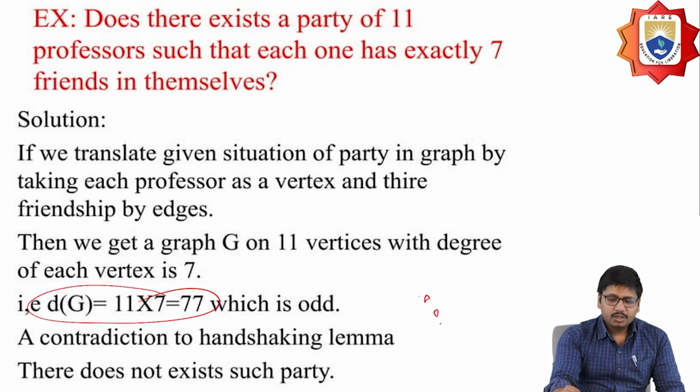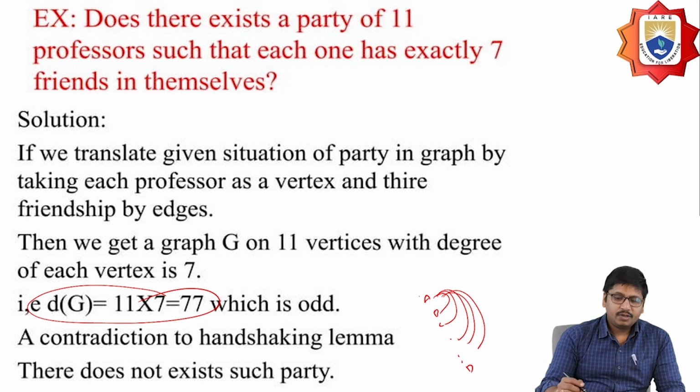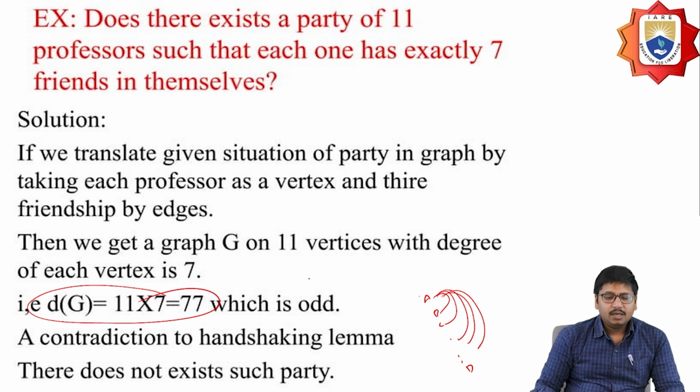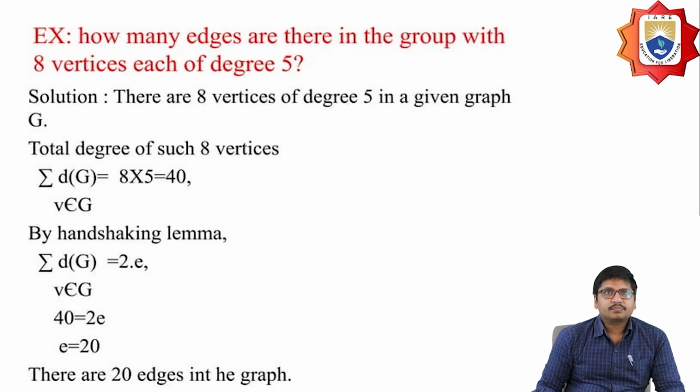So if I consider 11 professors like this, and each professor has exactly 7 friends among themselves, what should be the degree of the graph? The degree of the graph can be obtained by multiplying 11 into 7.